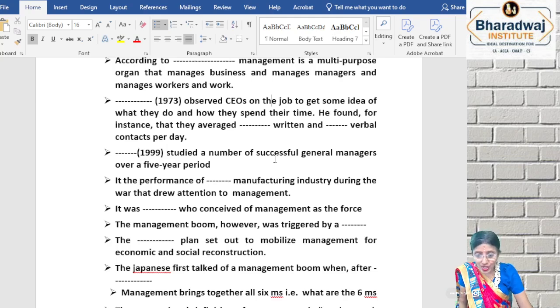It was Dash who conceived of management as a force. Who said management is a force? Okay. The management boom was triggered by a Dash. The Dash plan, a separate plan given there, set out to mobilize management for economic and social reconstruction. The expert's name is familiar to you.